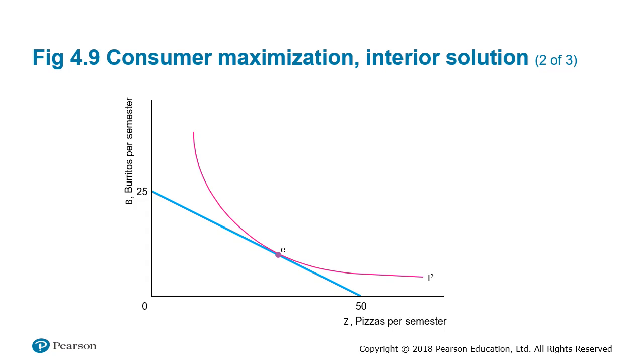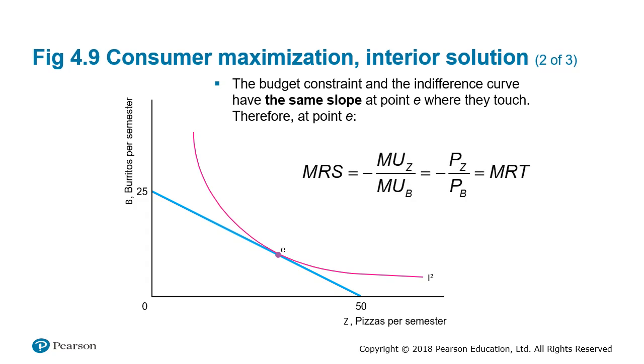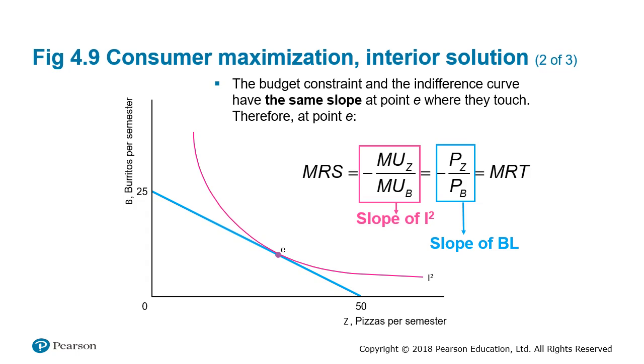Now at point E, we can see that the indifference curve and the budget line are tangent. They're just touching at that bundle E. At that point, they have the same slope. So we can identify an important relationship: at the consumer's optimal bundle, or at her point of equilibrium, the marginal rate of substitution, which is the slope of the indifference curve, equals the marginal rate of transformation, which is the slope of the budget line.